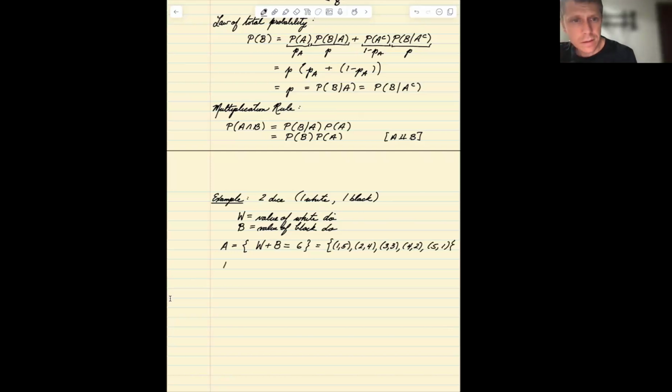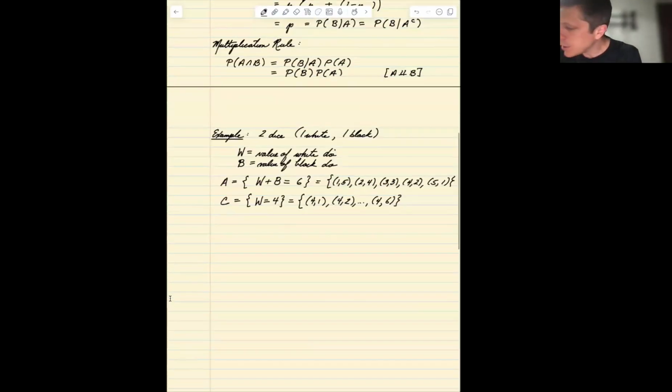And let's call it an event C, because B is already in use, the event that W, the white die, is equal to 4. If we write the first die to be the white die, then it's (4,1) up to (4,6). Okay. So then what can we say? Well, what's the probability of C given A? How do we calculate this? It's the probability that both A and C occur.